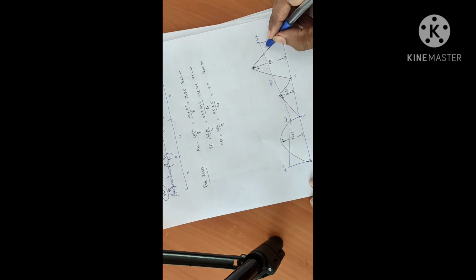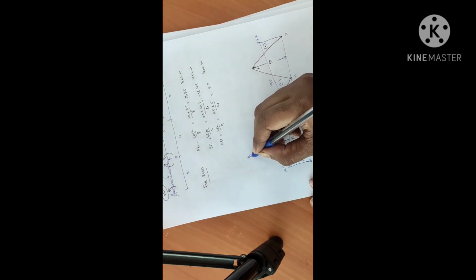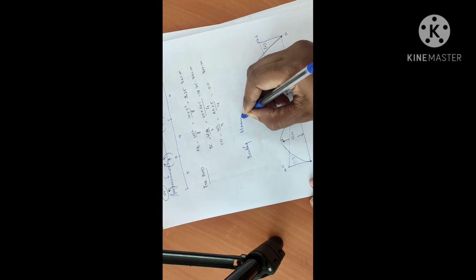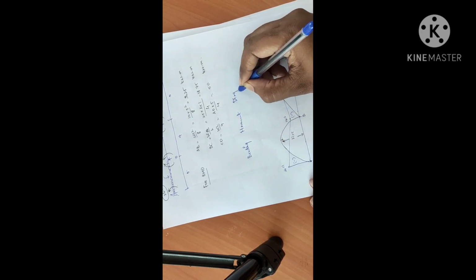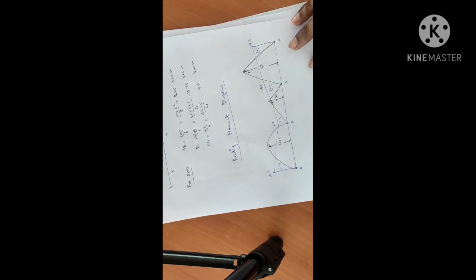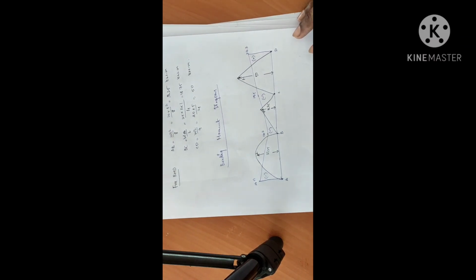So these are all negative moments due to the fixed end. So this is nothing but your bending moment diagram. So try and solve this problem. This problem will be there for internals. Do it, practice it and check the results.